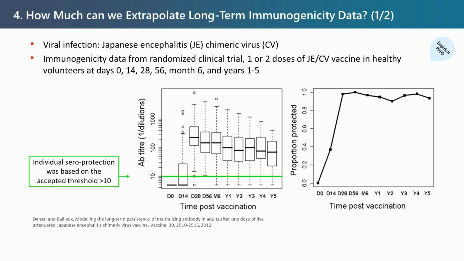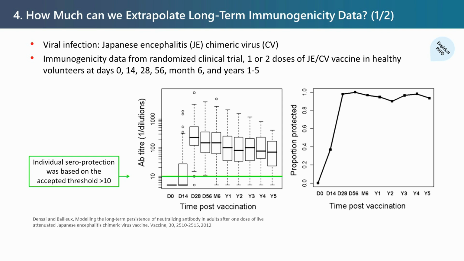Individual seroprotection was based on the accepted threshold that the antibody titer should remain above 10. Immunogenicity data from a randomized clinical trial using 1 or 2 doses of the vaccine in healthy volunteers was measured at various time points up to 5 years.